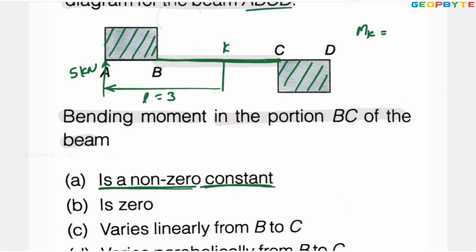This length is 3 meters. Then bending moment at K equals 5 kilonewtons multiplied by 3 meters, which is 15 kilonewton meter. That is how you can decide it. So anyhow, option A is absolutely correct. I hope you got my point. Let us take one more problem.